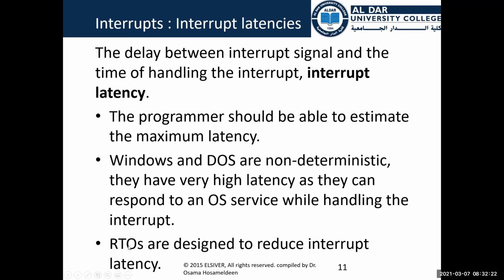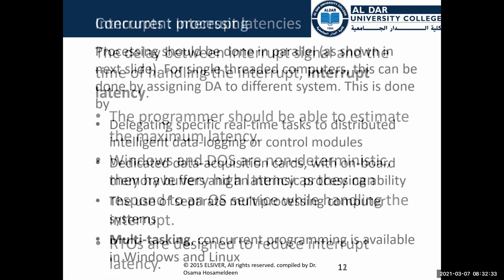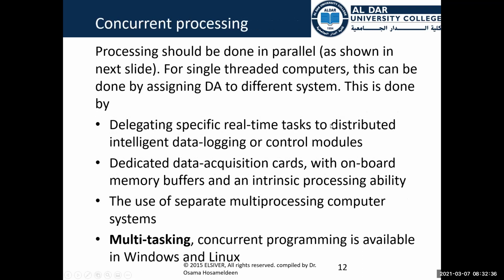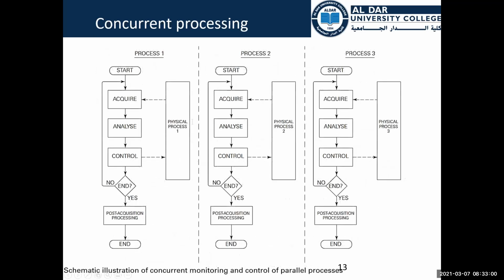RTOS, or real-time operating systems, are designed to reduce interrupt latency. So when dealing with interrupts, we have two problems. The first one is the reentrant problem, and the second one is interrupt latency. What about concurrent processing? Concurrent processing means that for a single threaded computer, this can be done by assigning the data acquisition to a different system. We can move to the next slide to see that.